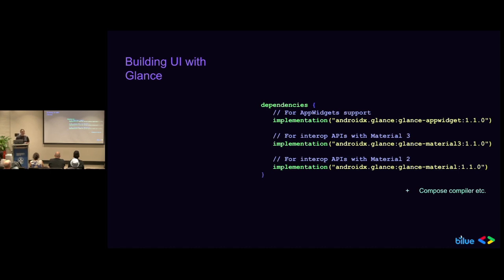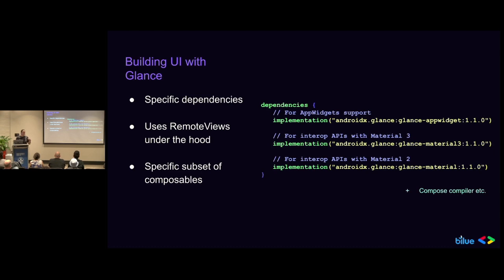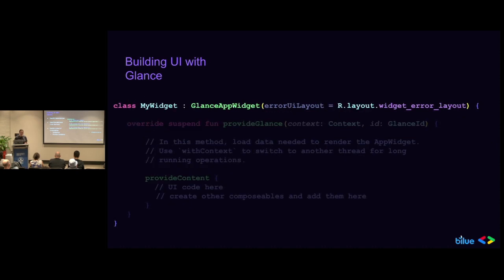So if we want to build some UI with Glance, we need our dependencies. We've got specific dependencies for Glance. It uses remote views under the hood. This is why we end up with limited components, because they're relying on remote views also having that component. So that subset of components can be quite tricky. Also, with previews, there's a bit of a limitation as well. You don't have all the features that you currently have in Jetpack Compose previews. I am hoping they add more because there's really no reason why there should be a limitation there. But hopefully that comes soon.